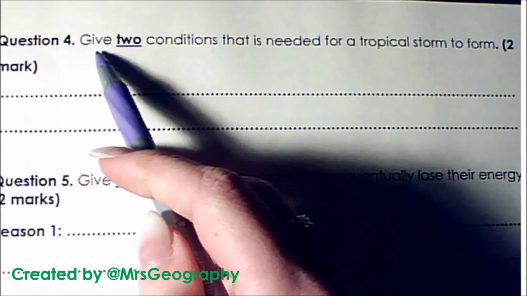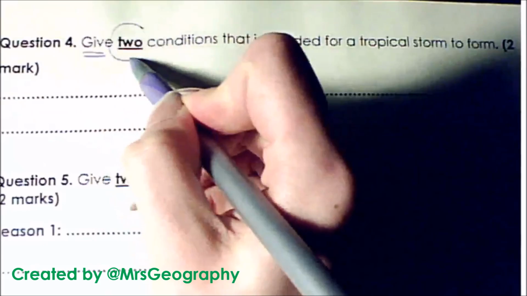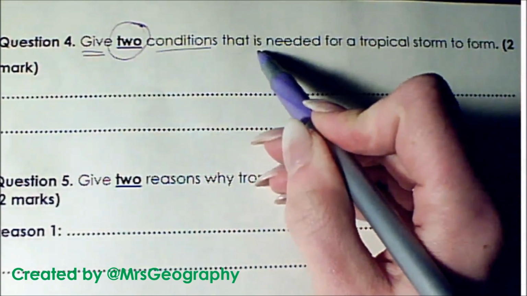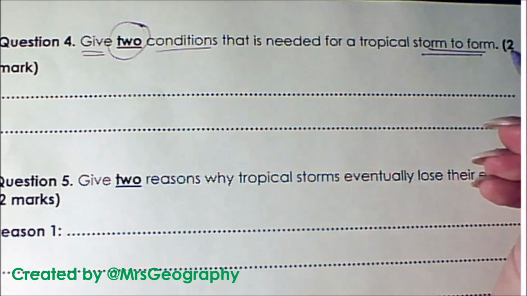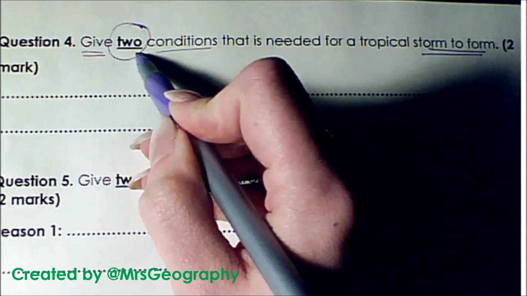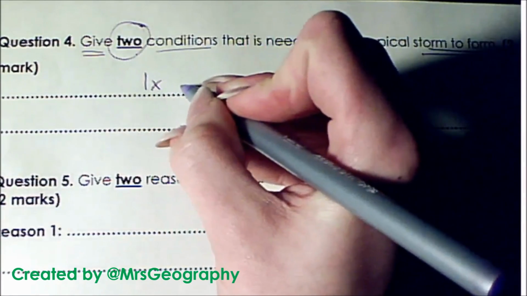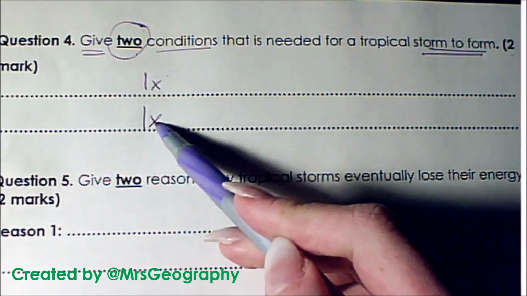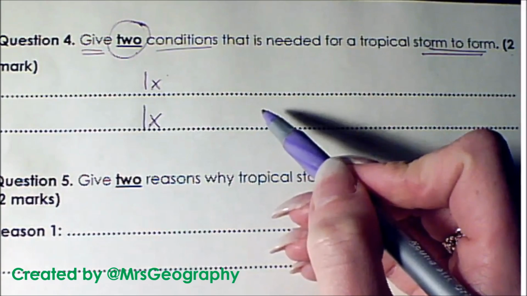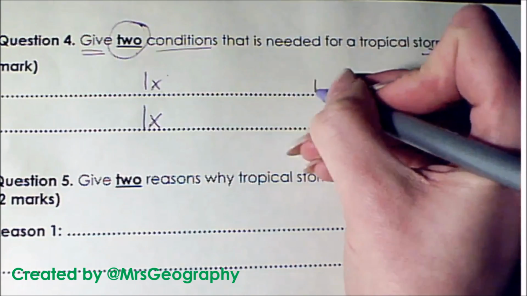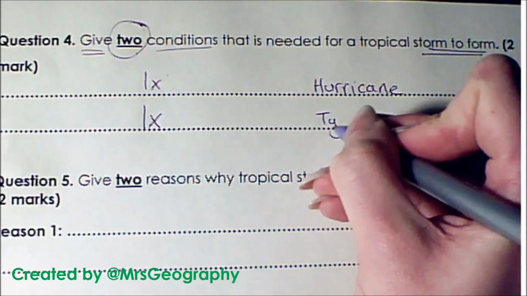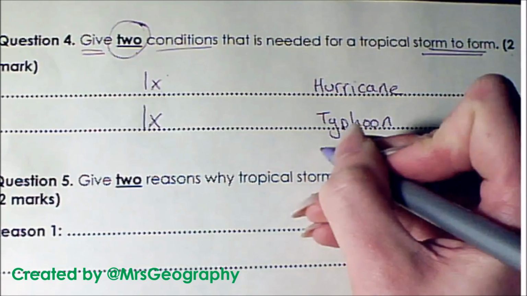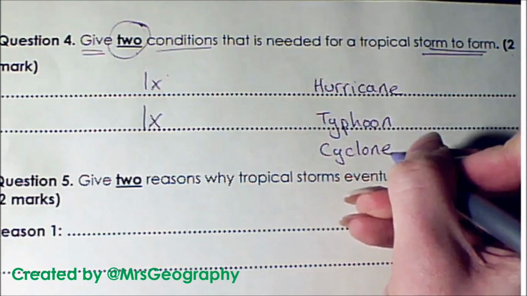Question 4. You have to give 2 conditions that is needed for a tropical storm to form. So this is where we're looking at how they are made, and it's worth 2 marks. And because you've got to give 2 conditions, that means you've got 1 mark for one and 1 mark for another. So 2 marks in total. So you have to think for this question, how does a tropical storm form? Now remember, a tropical storm is a hurricane, a typhoon, and a cyclone. They are all the same thing.